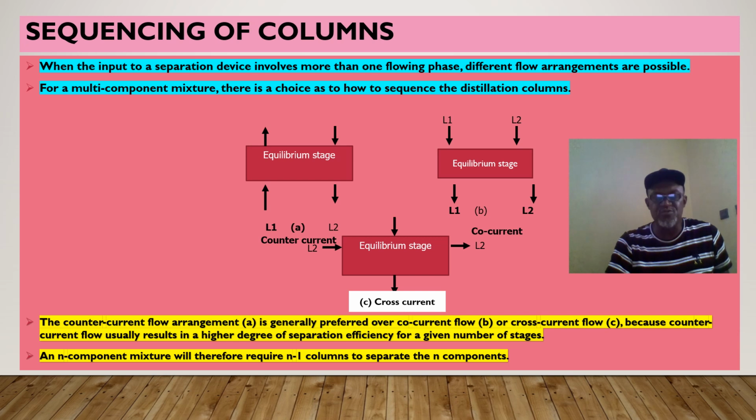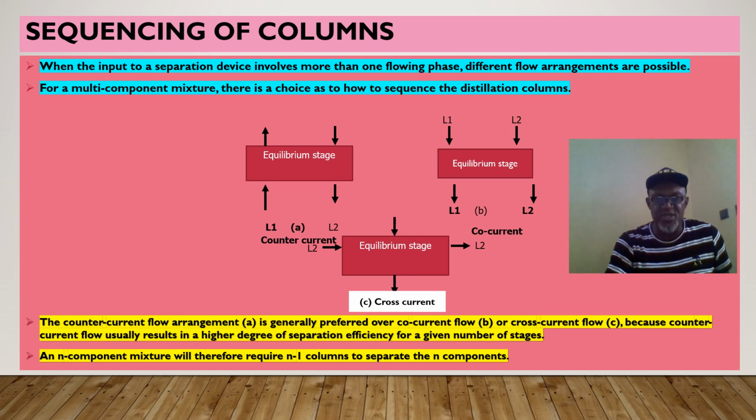Now, columns, we want to look at the ways that columns can be put together. I will say that is sequencing of columns. Now look at the columns. We have A, B, and C. One is counter current, one is co-current, and the other one is cross current.